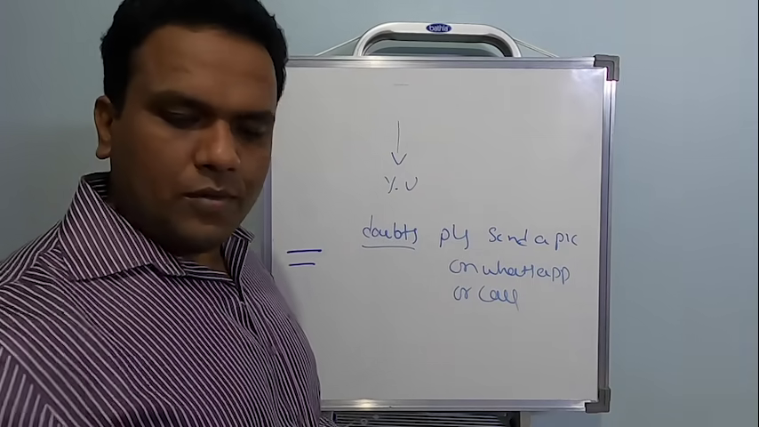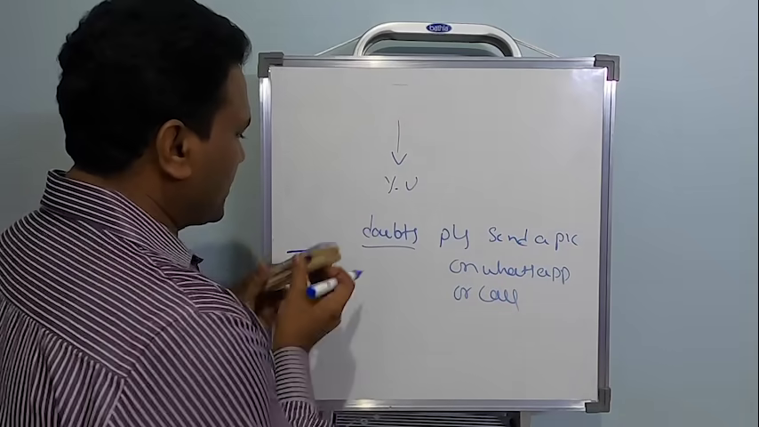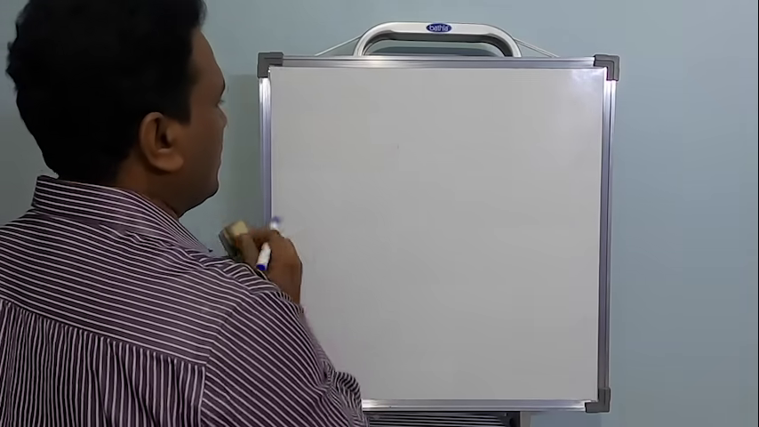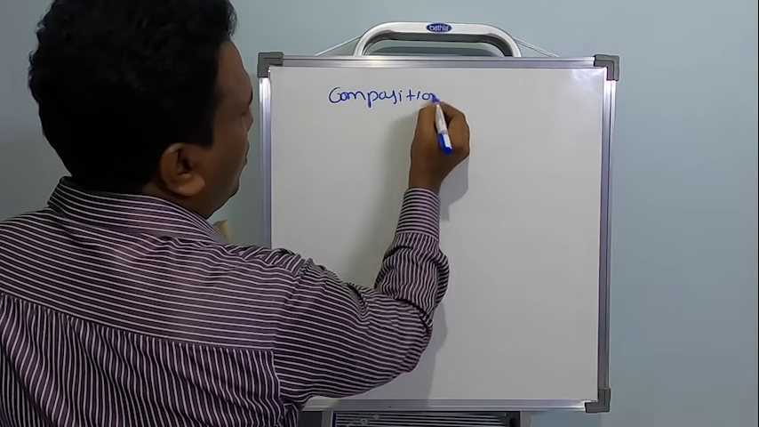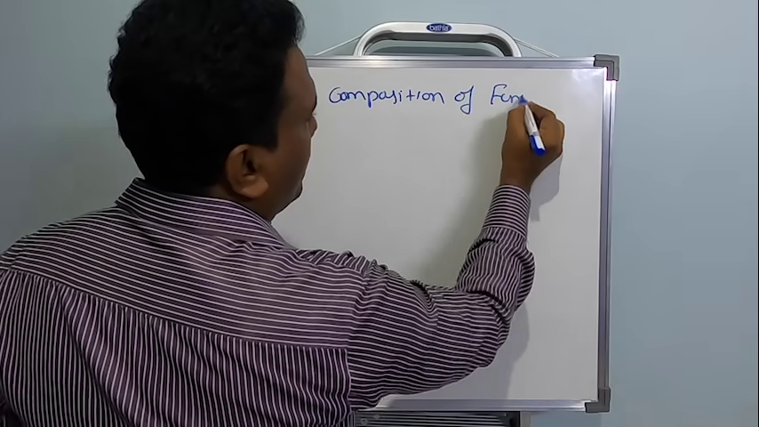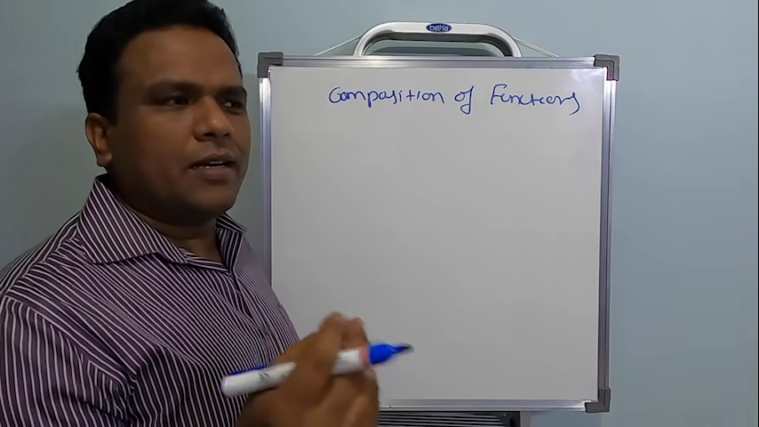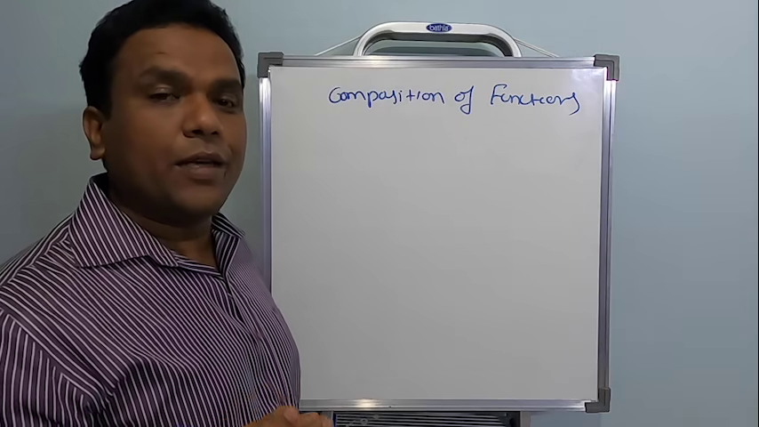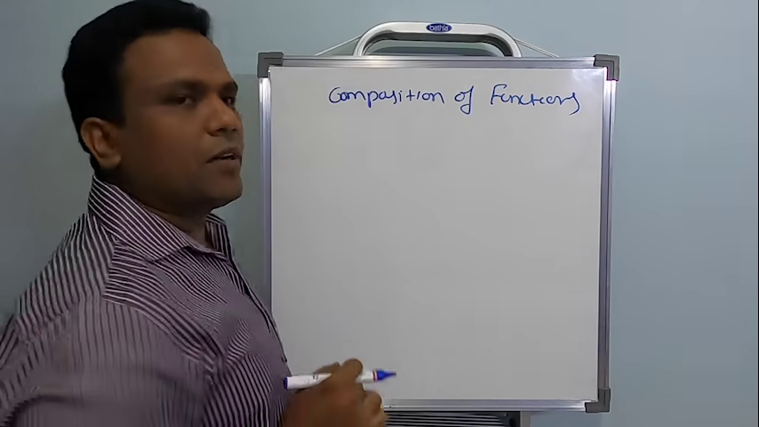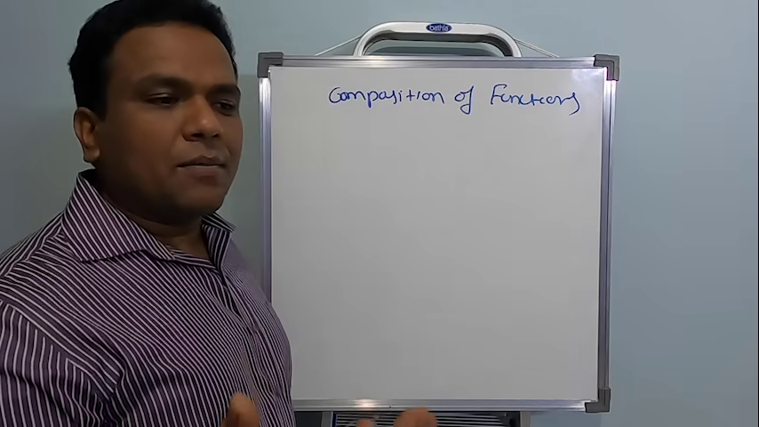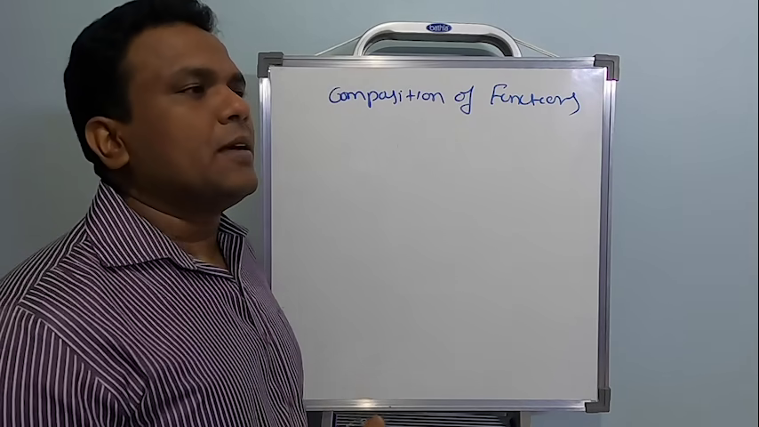Okay students, now let's start with a new topic. The new topic is called composition of functions. If you remember, I gave a little hint about this topic when we were doing the chain rule under differentiation. I gave you a bit of a hint about the composition of functions, that means combining two functions to get one single function. I gave one example also, right?